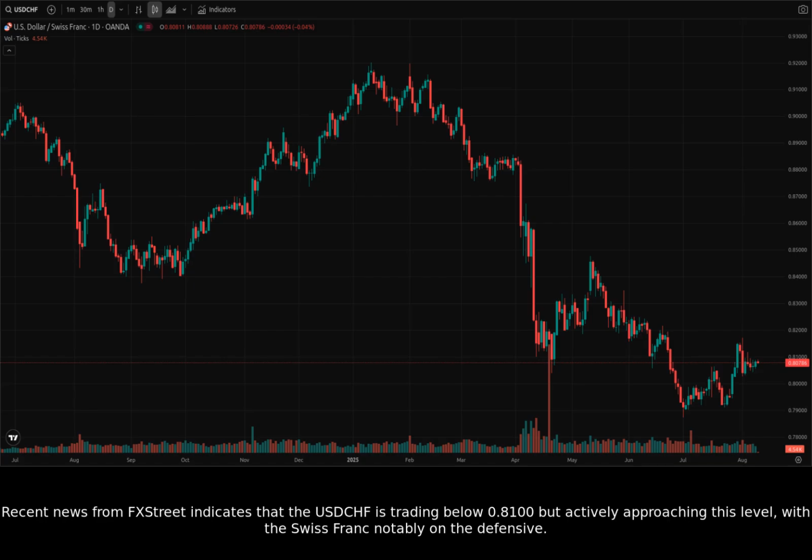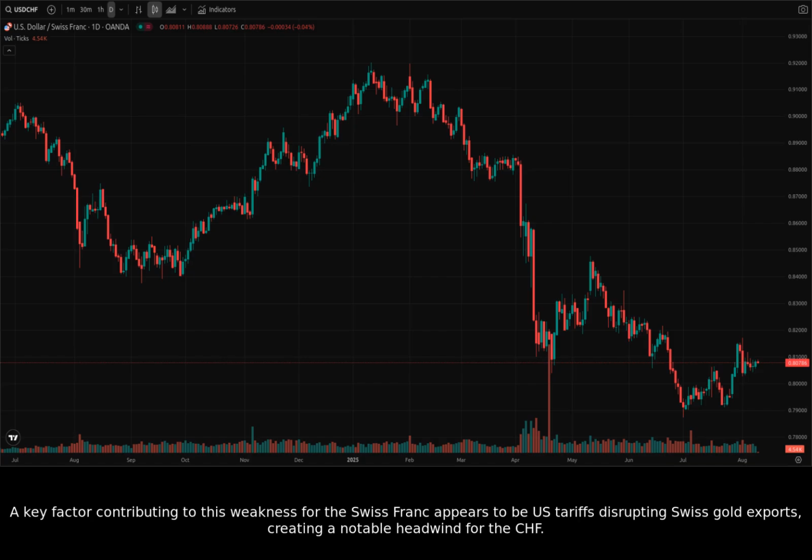Recent news from FX Street indicates that the USDCHF is trading below 0.8100, but actively approaching this level, with the Swiss franc notably on the defensive. A key factor contributing to this weakness for the Swiss franc appears to be U.S. tariffs disrupting Swiss gold exports, creating a notable headwind for the CHF.